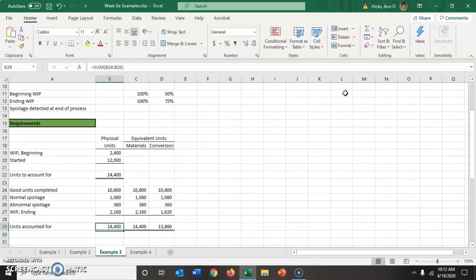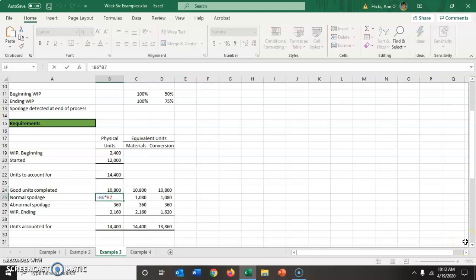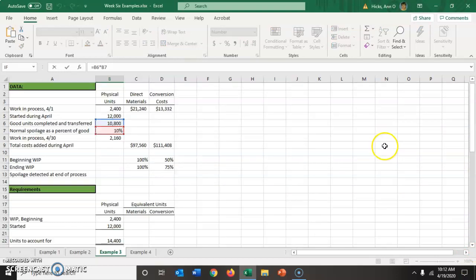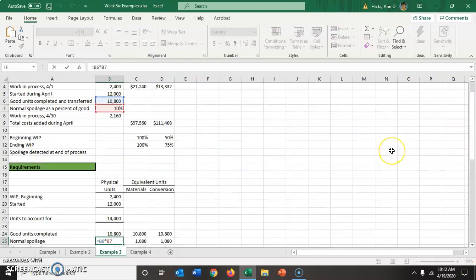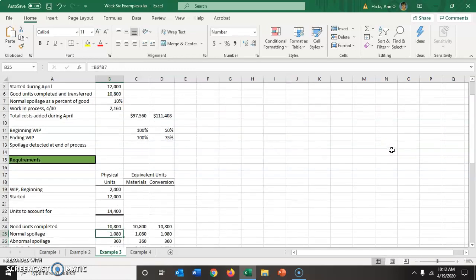So here's what we know. Based on the data, we had 10,800 units that were completed and transferred out because they were good. Normal spoilage is defined as 10% of those good units. So we have 1,080 units that would have been normal spoilage, the 10% of the 10,800.